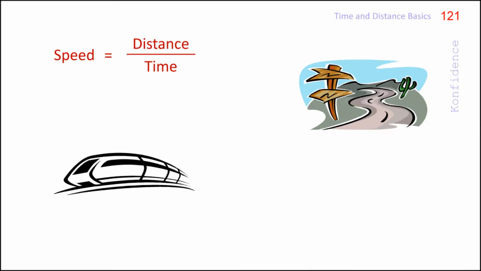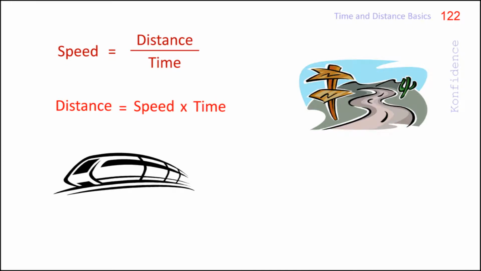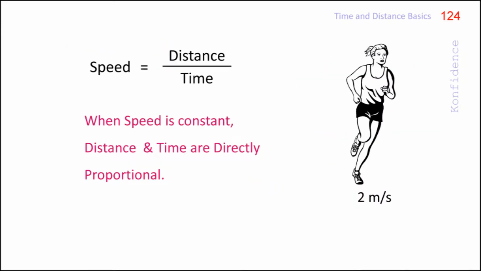The three relationships that you will frequently use to answer questions from time and distance are speed equals distance by time, distance equals speed into time, and time equals distance by speed. Note that all these relationships have come from the basic definition of speed as distance by time. Now that you have understood the basic relationships between speed, distance, and time, you are ready to understand the nuances of these relationships.